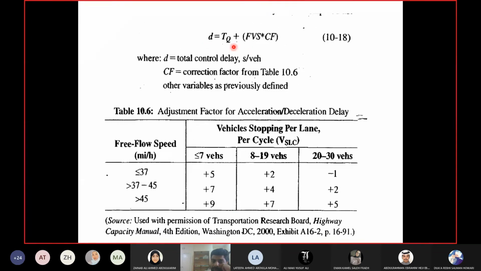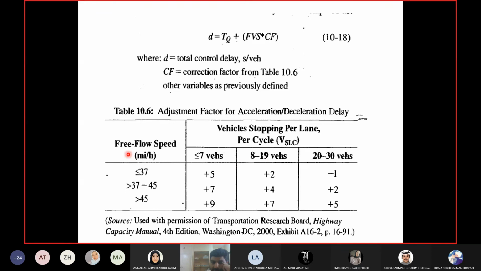This is the equation for total delay. Time in Q delay plus FVS into CF. FVS is fraction of vehicles stopped, which you already calculated. Time in Q is already calculated. CF is a correction factor coming from this table.